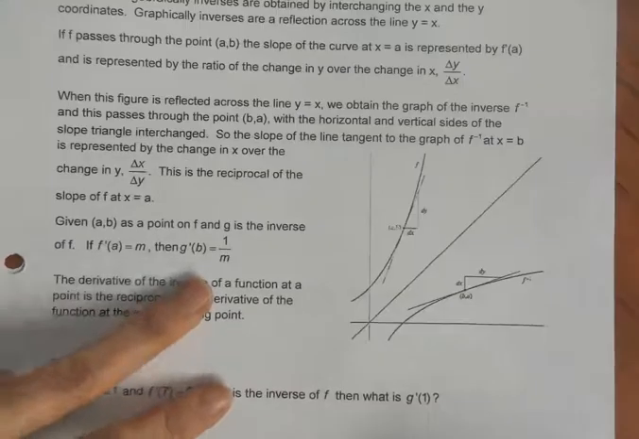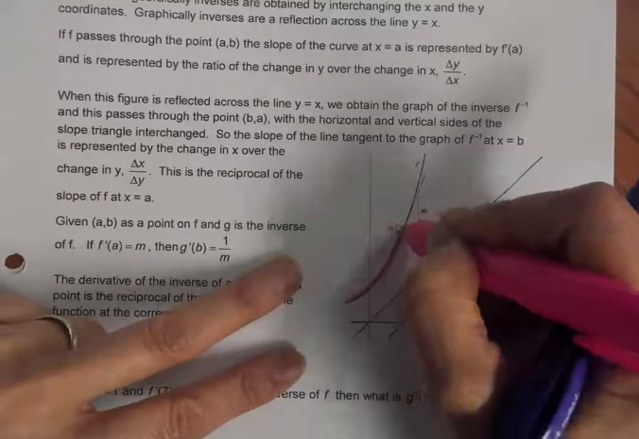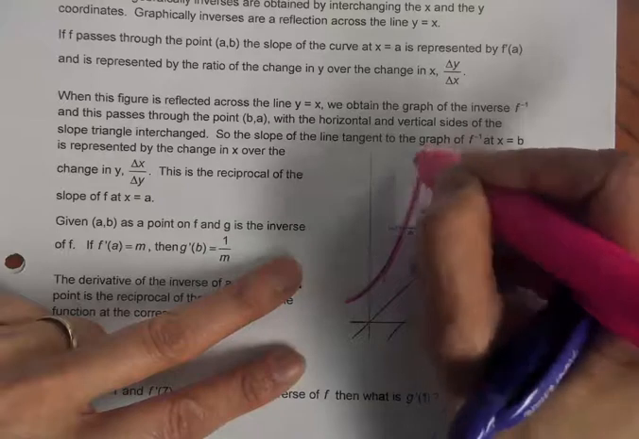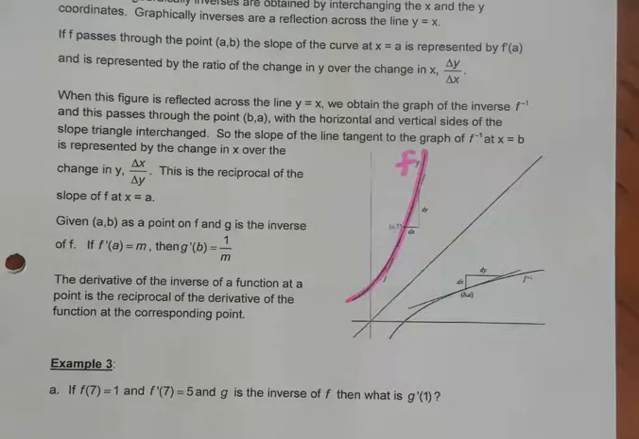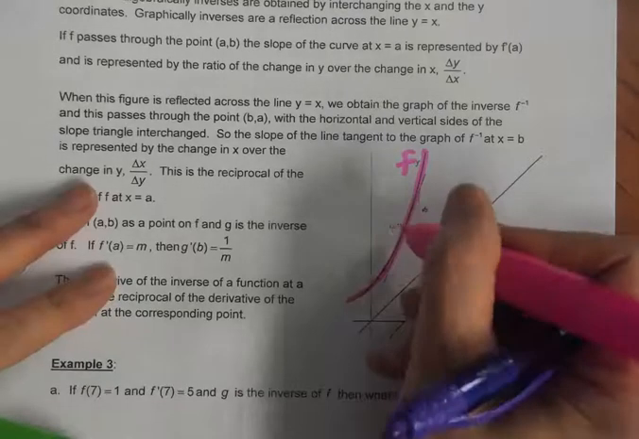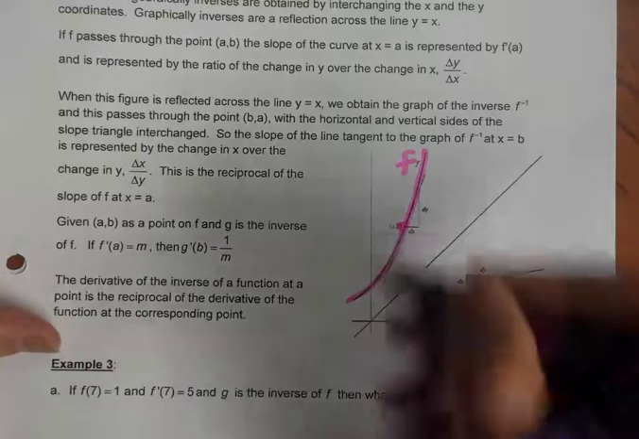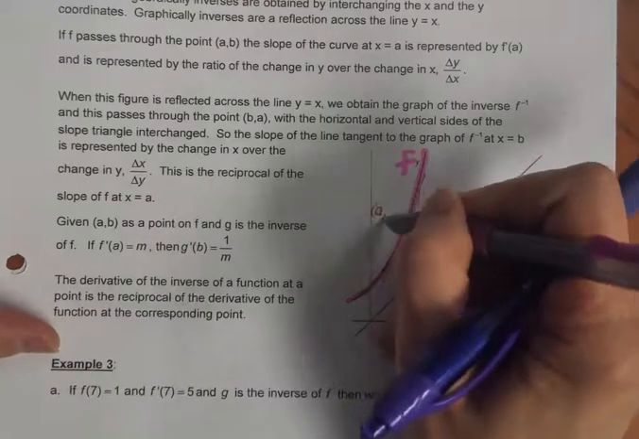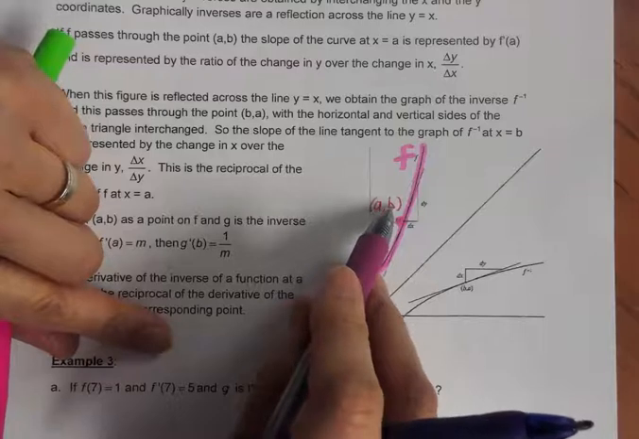So let's just recall what is an inverse. So here is my original function, which is my f. And let's suppose that I'm going to choose a certain point. So here is my point right here. And let's just suppose that that point is (a, b). So you have an x value that's a and the y value that's b.